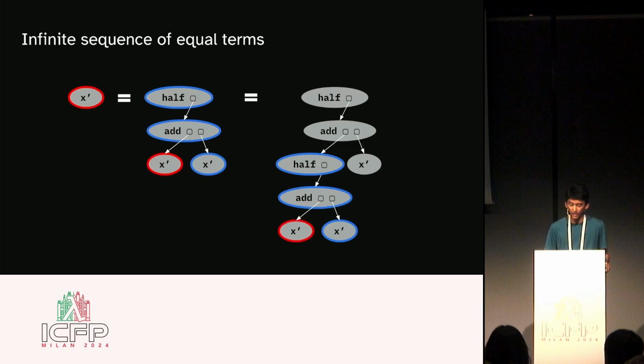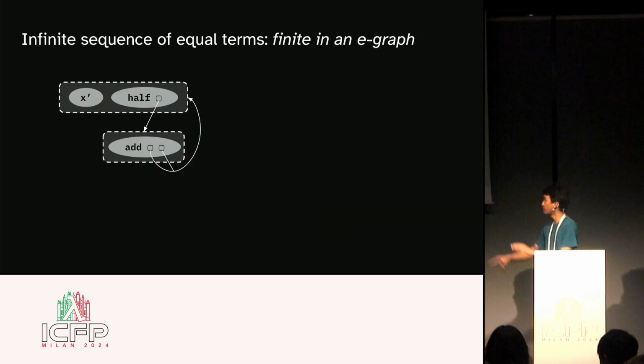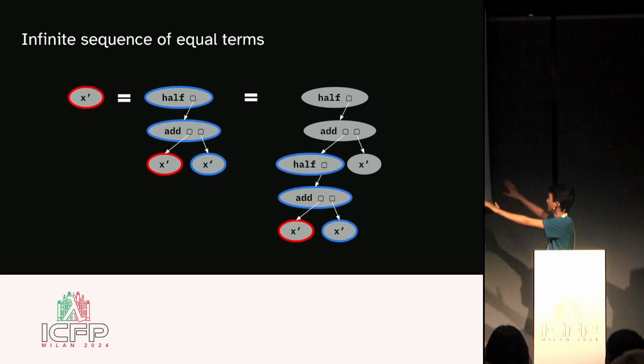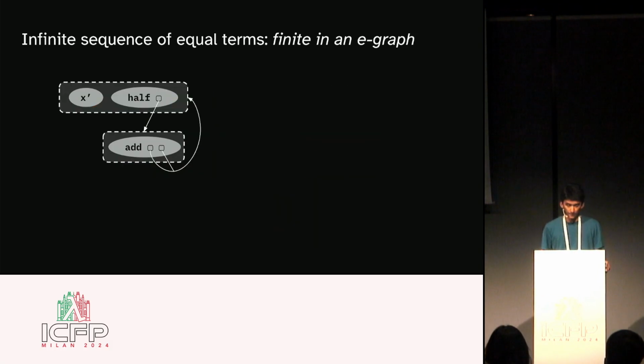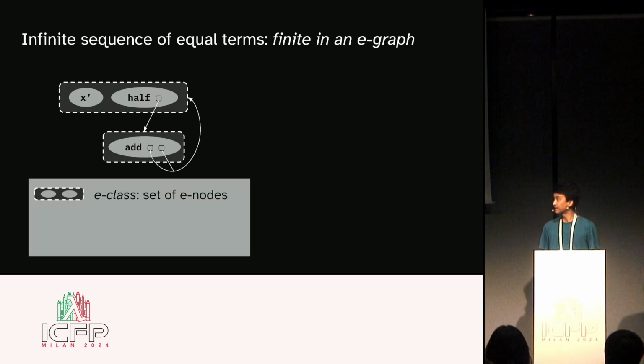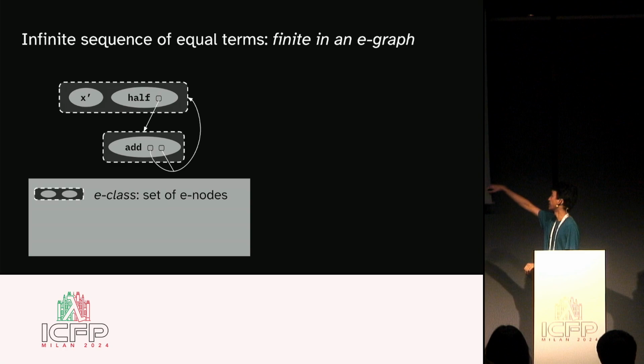And so the upshot of all of this is that if we use an egraph, and I'll explain this later, you can go from this infinite sequence of equal terms to a finite representation. Now, egraph depictions are notoriously hard to understand, so bear with me. I'm going to do my best in 30 seconds. But here's the idea. This dashed line over here is now a set that's going to represent an infinite number of terms. Inside of that set, known as an E-class, is a bunch of E-nodes.